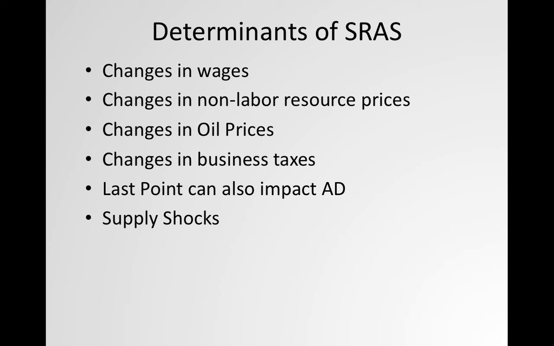Finally, supply shocks, things like tornadoes or tropical storms or typhoons, earthquakes, wars. These could cause a disruption to supply and cause SRAS to shift to the left, making a lower quantity available or lower output available and higher prices, or average price level in this case of macroeconomics.